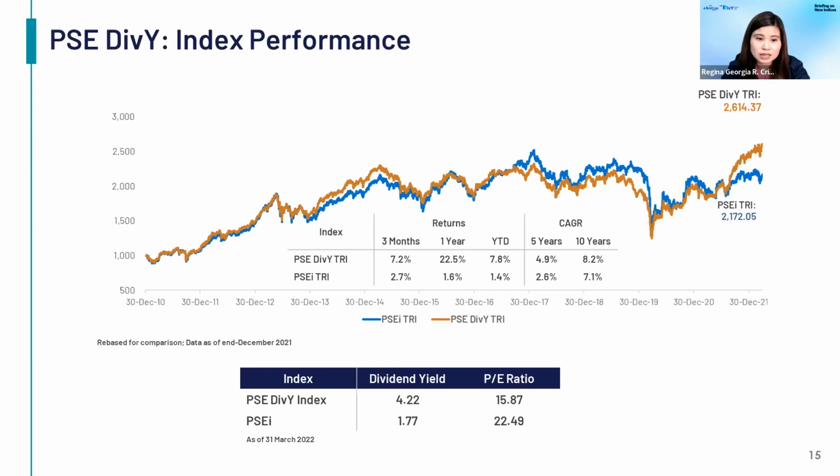So here we can see that from a base level of 1,000 as of the end of 2010, the index increased to 2,600 by the end of March 2022. This translates to an average increase per year of 8.2% versus PSEi's 7.1%. You can also see here that the PSE Dividend Yield Index's dividend yield is much higher than the PSEi's.